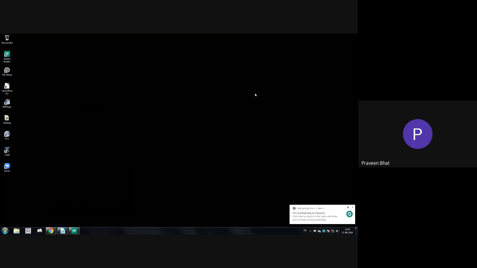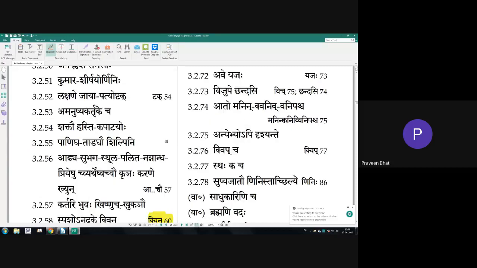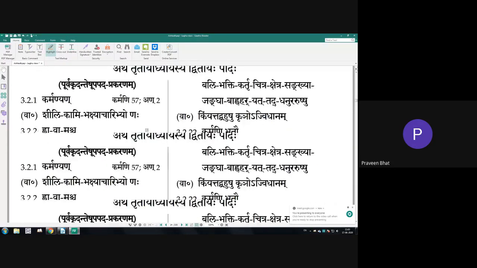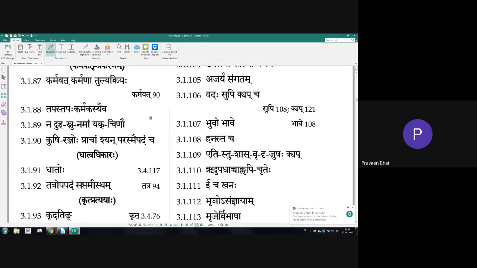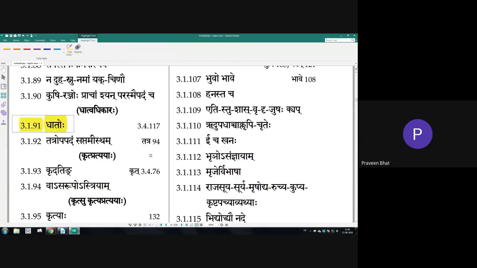Ashtadhyayi. I'm opening the Ashtadhyayi. I'll just show you the section, and we'll stop after looking at the section. This is the Dhatu Adhikara, I think 93 sutras. Yeah, 91. So Dhatu Adhikara is an important section, which we'll see a lot in Tinganta and Kridanta also, in Kridanta Prakriya and Tinganta.